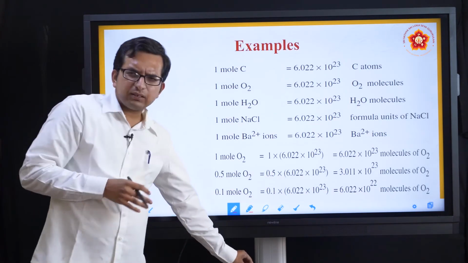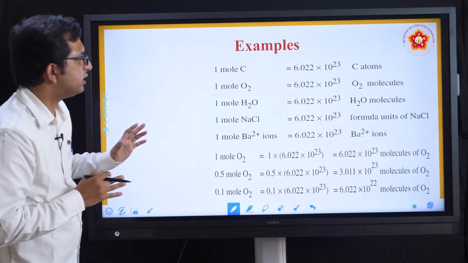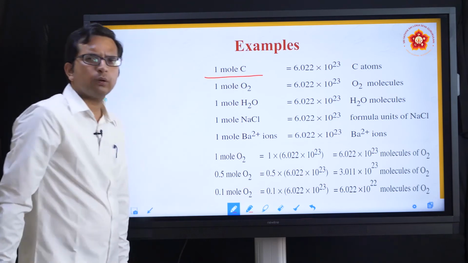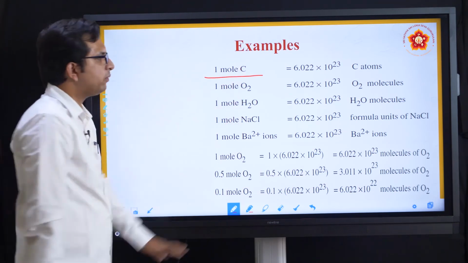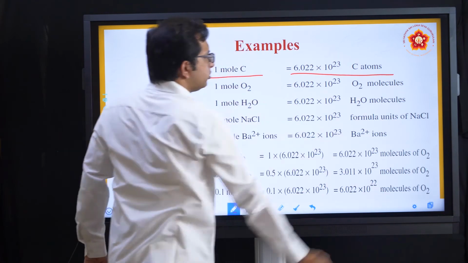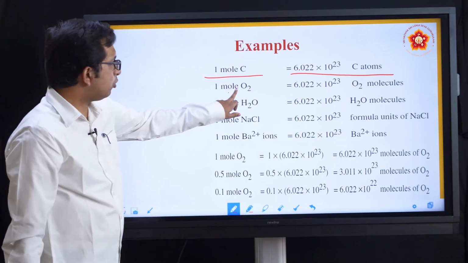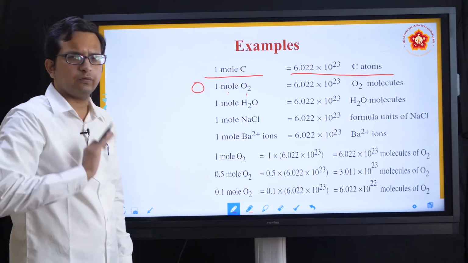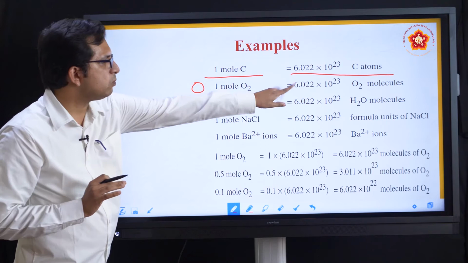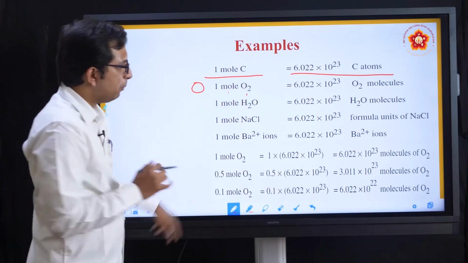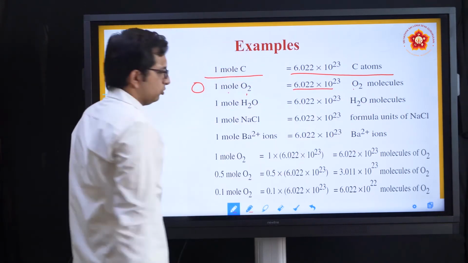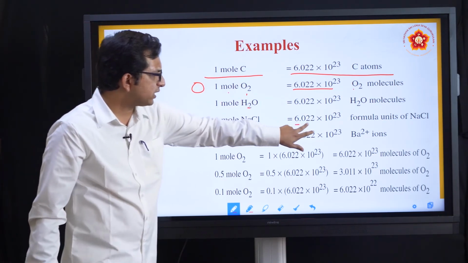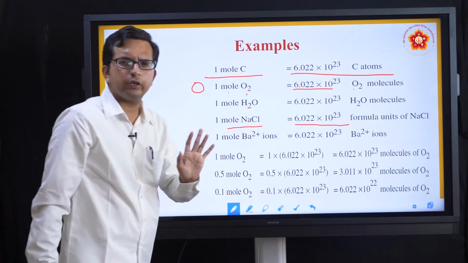A small example here, some examples so that we understand the correlation. Many things are already repeated. 1 mole of carbon, now because it is in atomic form, it will be equivalent to 6.022 into 10 raised to 23. 1 mole of oxygen, now remember this is molecular form. See, if I had written O, then it was atomic form. Since I have written it as O2, it will be molecular form. That is why the number is same, but then it is oxygen molecules. Water, once again the same number. Sodium chloride, once again the same number, 6.022 into 10 raised to 23.